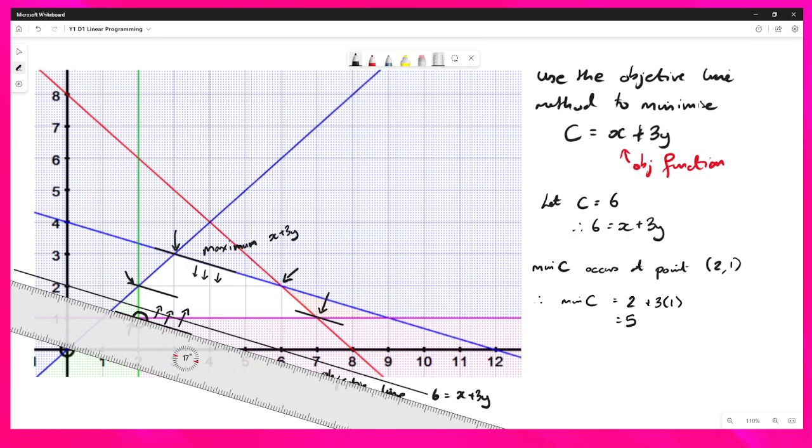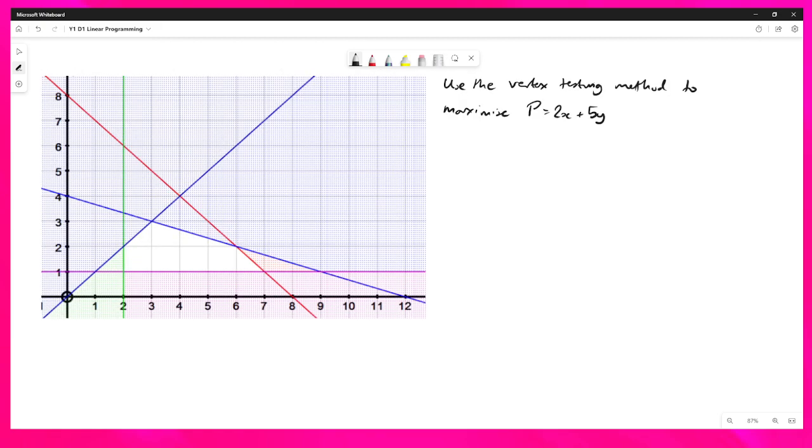We're going to use the same graph again with a different objective function to show you how the vertex testing method works. So we're going to use the vertex testing method to maximize p equals 2x plus 5y. So the vertex testing method is a little bit more descriptive. It takes a little bit longer, but it is often easier. What you're going to do is find the coordinates of every vertex of the feasible region. We're going to label them as well, because that's going to help us later on. So we're going to call this one A, B, C, D, and E.